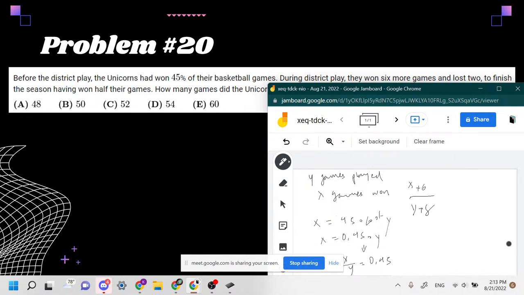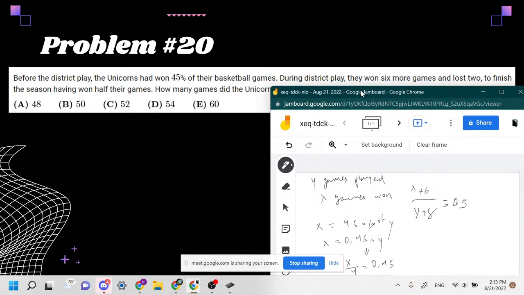And then we're given that in the end, this ratio, or this fraction, is equal to 0.5, because they ended up winning half of their games at the end. So we're going to find how many games they played in all, which is this value, right? Because y games played is before they played the district, so it's y plus 8. That's what we want to find.